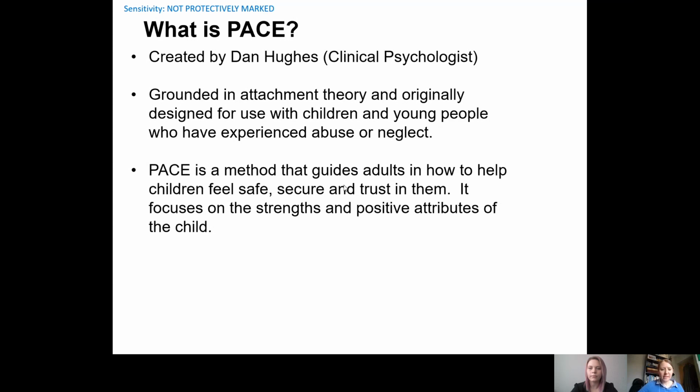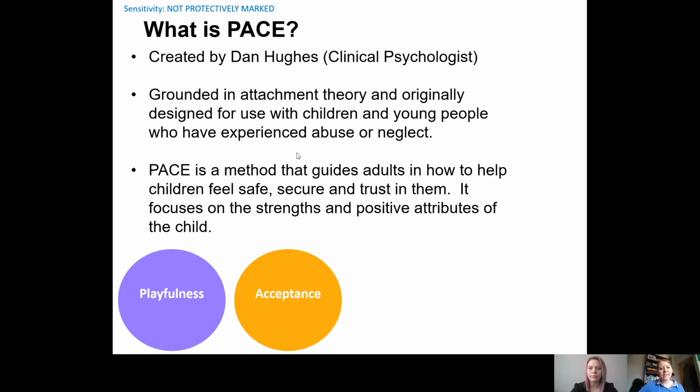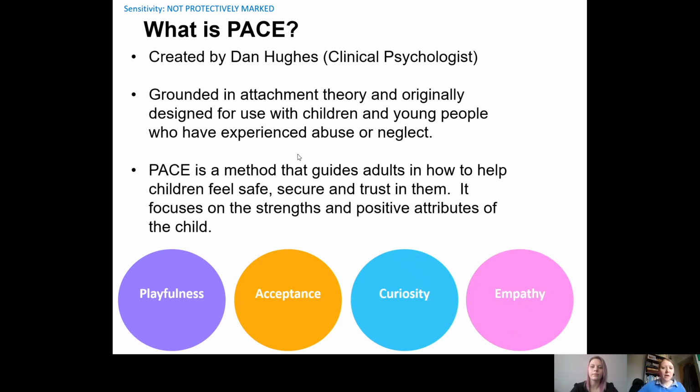So what does PACE stand for? The P is playfulness, the A is acceptance, the C is curiosity, and the E is empathy. We'll take all of those sections in turn and explain what they all mean. But it's a really simple model to be able to support children in their return to school, and generally there's a lot of information around PACE for parents, and if you look up Dan Hughes, there's lots of information on his website as well.